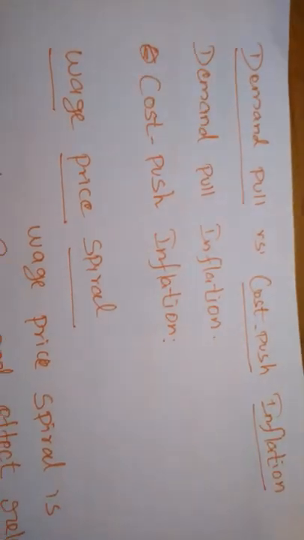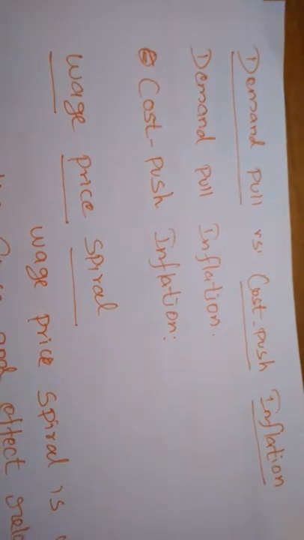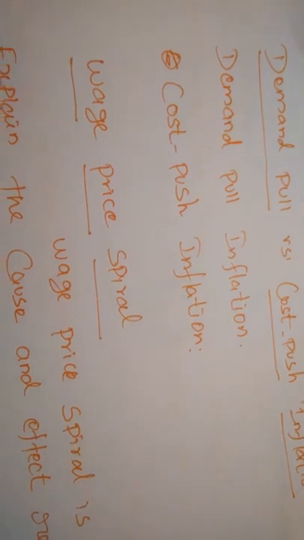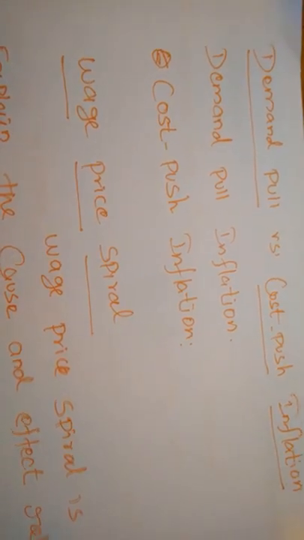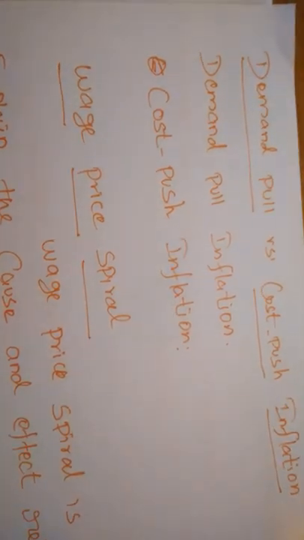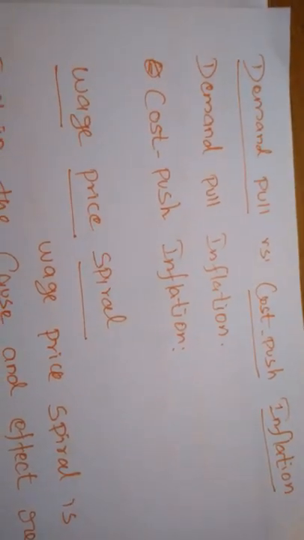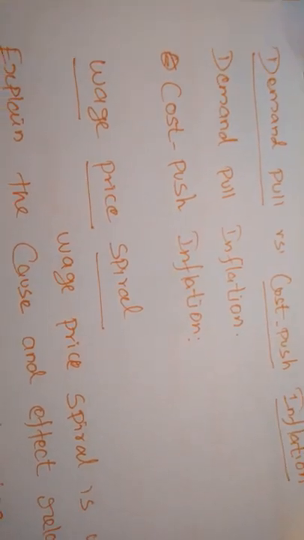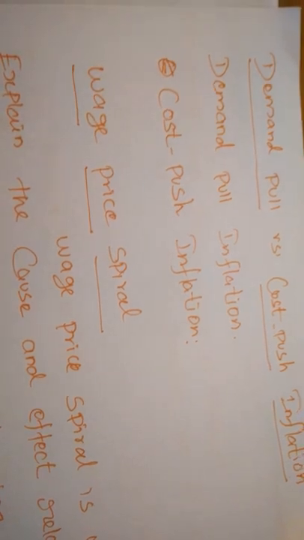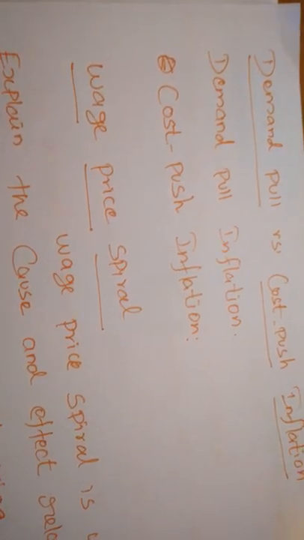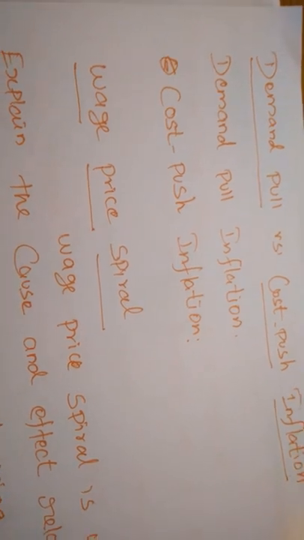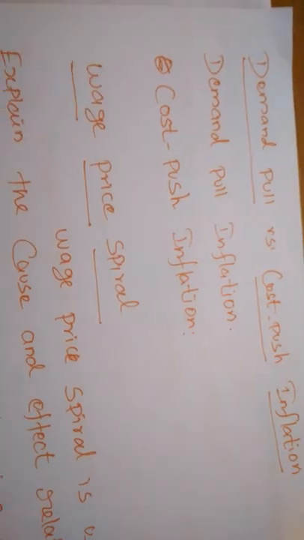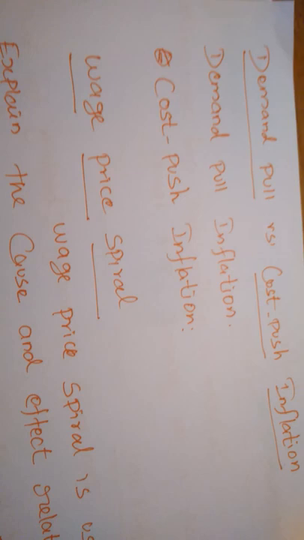And next, demand pull inflation. Some inflations arise on the basis of demand. In the market, if there is more demand for any one commodity, automatically the price of that commodity will increase, on the basis of the law of demand. So when the demand for one commodity increases in the market, the price of that same commodity automatically increases. If the price of a commodity is increased on the basis of high demand, that inflation is called demand pull inflation.